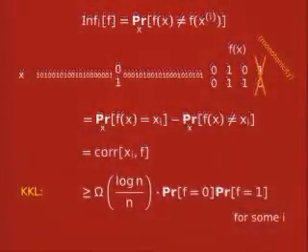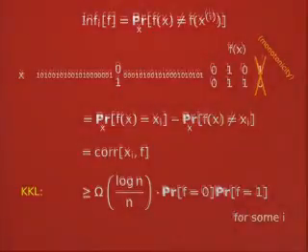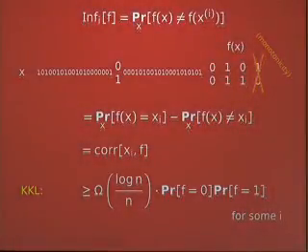So just to say it again, if f is a monotone function, then you can also interpret the influence as just the correlation of the ith coordinate with the function f. Okay? And this is KKL. It says that there's always a coordinate with influence at least this much.